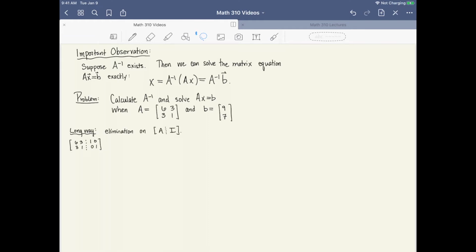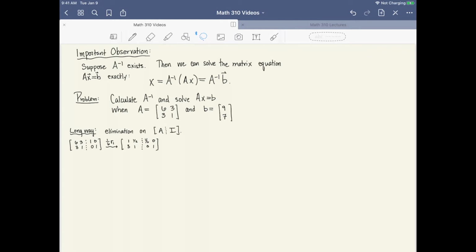So the first thing that we do is we form our augmented matrix, A followed by the identity matrix. So here we have A, and here we have a 2 by 2 identity matrix. And we're going to start putting our matrix in reduced row echelon form. The first row operation that I'm going to do is divide the first row by 6 because I like it when my first pivot is a 1. And so that's going to give me a 1, a 1/2, and a 1/6, and a 0 in the first row. So I do have to deal with some fractions in this example.